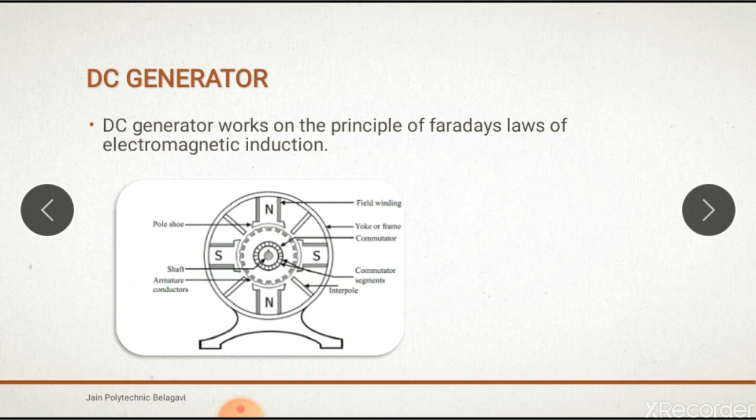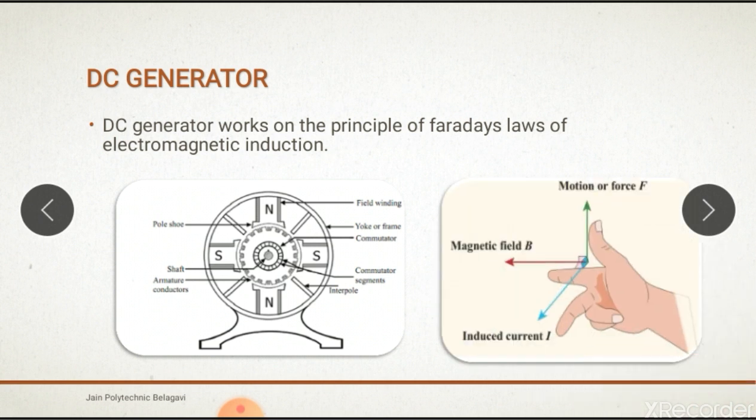And the DC generator works on Fleming's right hand rule. This is a Fleming's right hand rule diagram. Here the thumb, forefinger and middle finger are placed perpendicular to each other. Here the thumb indicates the motion or force of the conductor, the forefinger indicates the magnetic field, and the middle finger indicates the armature in which the induced current is produced.